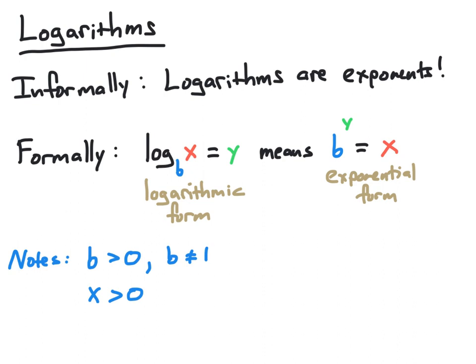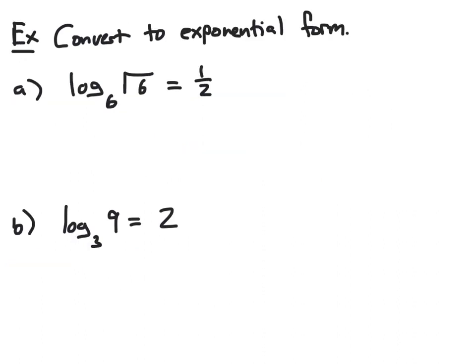So let's take a look at a couple of examples converting between logarithmic form and exponential form of an equation, which is one of the big tools that we'll use when dealing with logarithms. In this example, we want to convert the logarithmic expressions to exponential form. The first thing we need to do is to identify the three values in our logarithmic expression. For our first one, we have the log base 6 of the square root of 6 equals 1/2. Our base here is 6. The number that we're taking the logarithm of is the square root of 6, and the value that the log is equal to is 1/2.